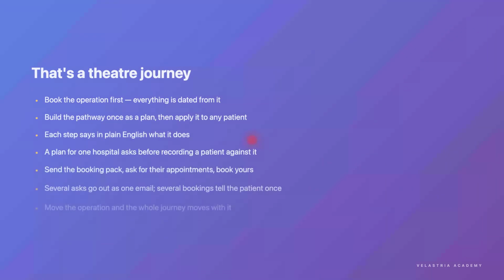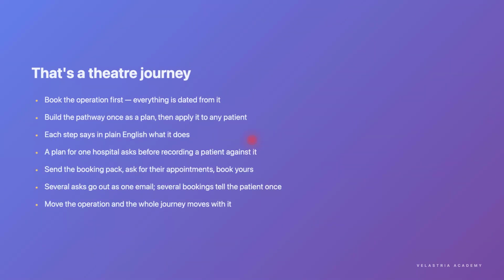That is a theatre journey. 3 things to remember. Book the operation first because everything is dated from it. Build the pathway once as a plan, then apply it to any patient going to that hospital, and let the plan do the chasing. The booking pack goes out, the hospital is asked for their appointments in one email, and yours are booked here.